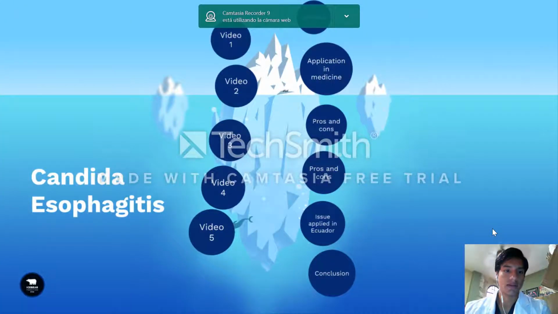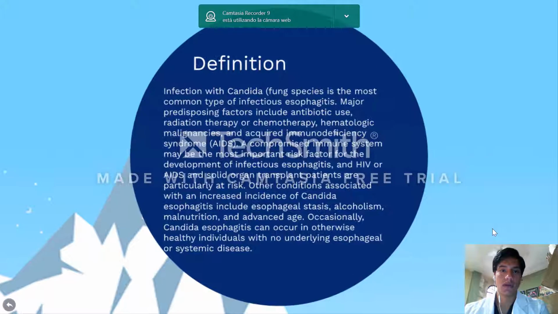I'm going to talk about candida esophagitis. First, the definition. Infection with candida. It's a fungal infection and is the most common type of infectious esophagitis.